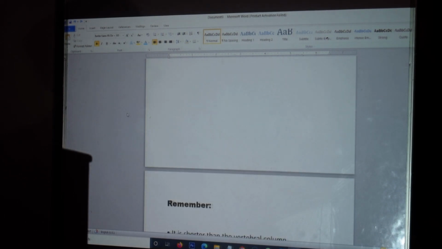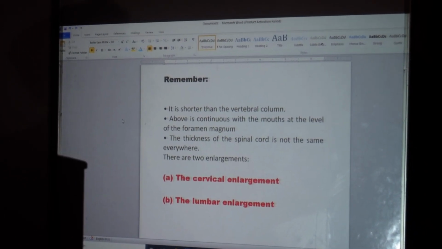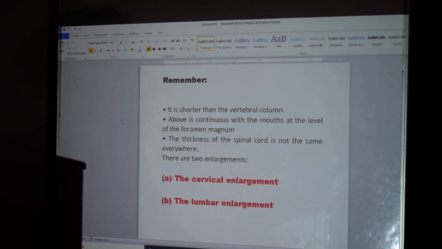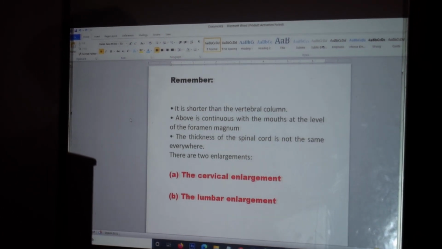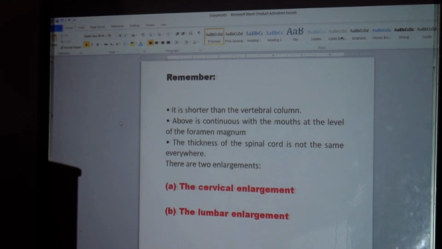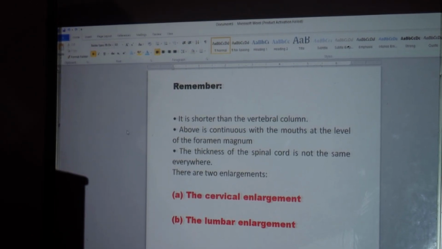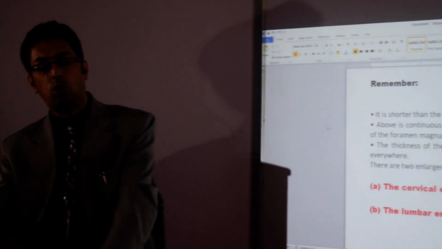In addition, you have to remember that the spinal cord is shorter than the vertebral column. The vertebral column continues to grow, and the spinal cord does not grow in coordination with the vertebral column. Now, another important thing is that the spinal cord is not uniform. As earlier mentioned, there are two enlargements. One is the cervical enlargement and another is the lumbar enlargement, which I will be showing in the figure subsequently.